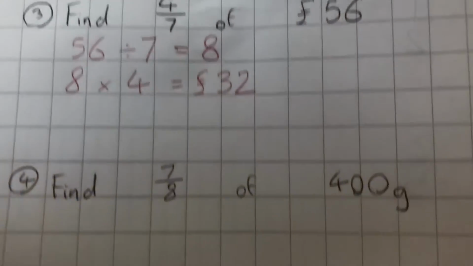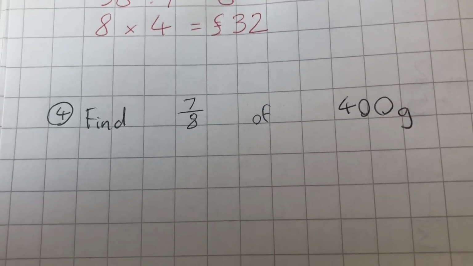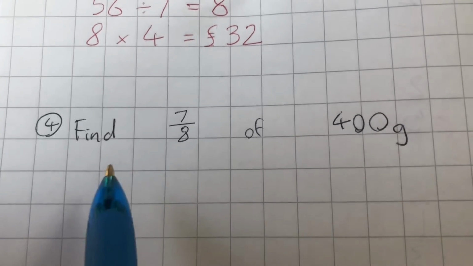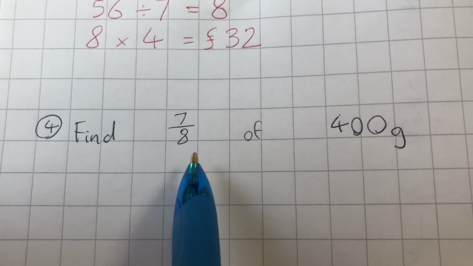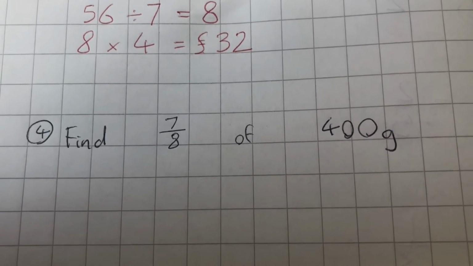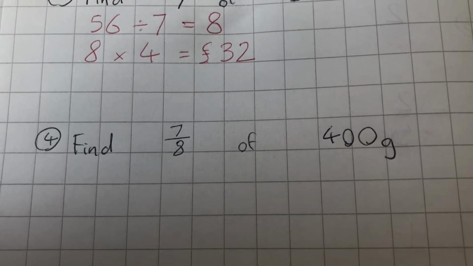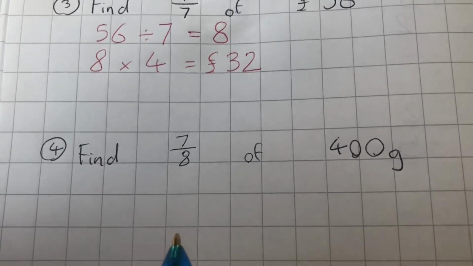As you can see, it's quite repetitive. It's the same method every time we're going to be using. I'll ask you to try some questions yourself shortly. We're going to look at how we find 7/8 of 400 grams this time. It doesn't matter if it's grams, milliliters, pounds, or anything of that nature. Just remember that's the unit that goes into our final answer. So find 7/8 of 400.